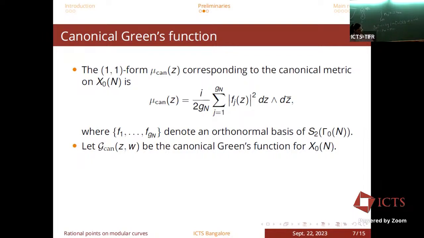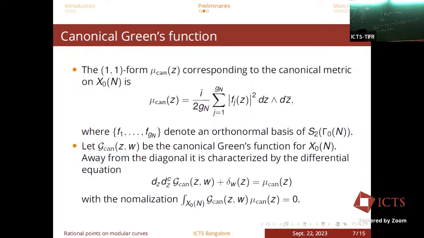And away from the diagonal, it is characterized by the following differential equation: d_z d_z-bar G_can(z,w) plus delta_w(z) equals mu_can(z). Here delta_w(z) is the Dirac delta distribution. And it has a normalization condition, which says that if you integrate with respect to this (1,1)-form, you'll get 0.